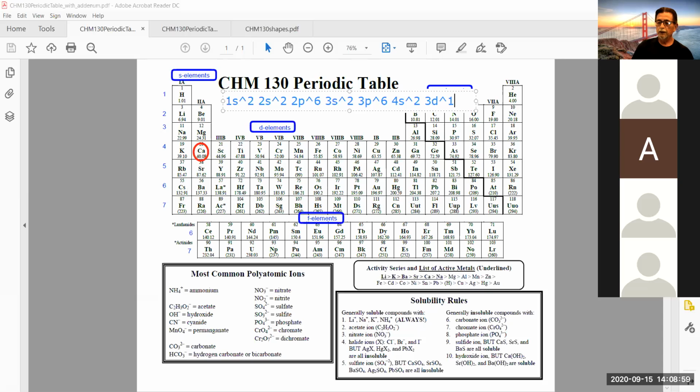Okay. What is zinc? Number 30. What do you think the electron configuration will be for number 30? Based on what I've written so far, I can just change one number and I have the electron configuration for zinc, number 30. How many columns across the D elements?